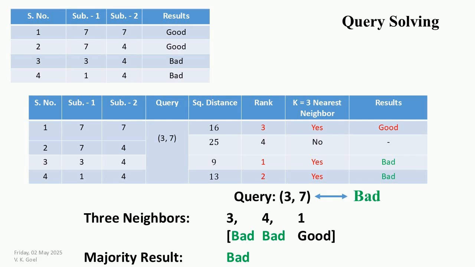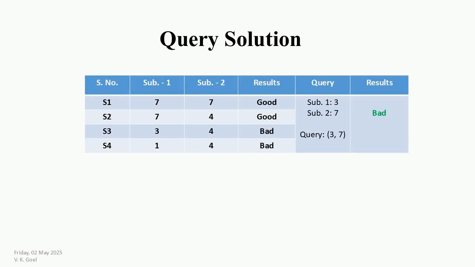With K equal to 3, that is an odd number, a majority can be seen clearly. However, if K is an even number, then there are chances of a tie between the labels. And in that case, there are likely chances of a confused state of prediction. That is why K is always taken as an odd number in the KNN model. Therefore, the final table with query label prediction is presented here.